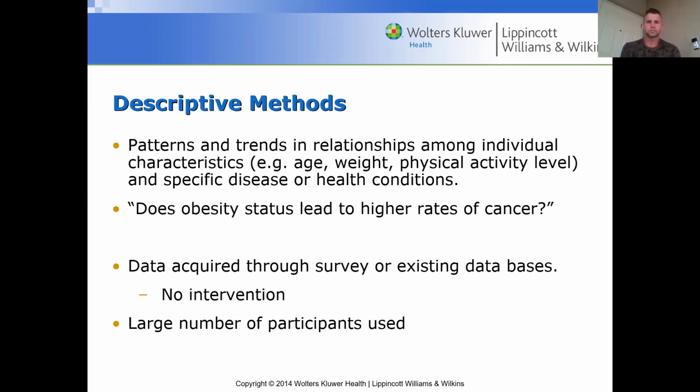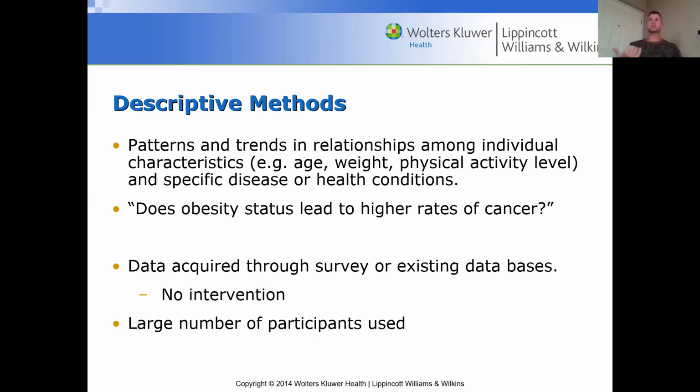So descriptive methods look at patterns and trends and relationships among individual characteristics: age, weight, physical activity level, specific disease or health conditions. Does obesity status lead to higher rates of cancer? Again, we've seen that that is true. Data is acquired through surveys or existing databases. There's no intervention involved. It's just basically looking to see, does A contribute to B, right?